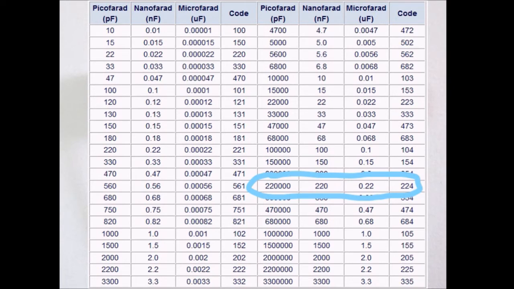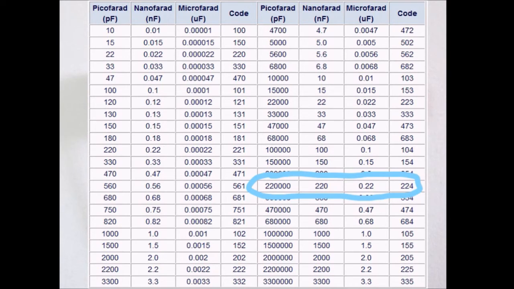That 0.22 microfarads is more than likely what is going to be written on a schematic. So in order to go from 0.22 microfarads on a schematic to knowing which capacitor you have in your bin, you would need to convert to picofarads and then look at 22 and 4 zeros, which would give you the code of 224. At least that's the way I do it.